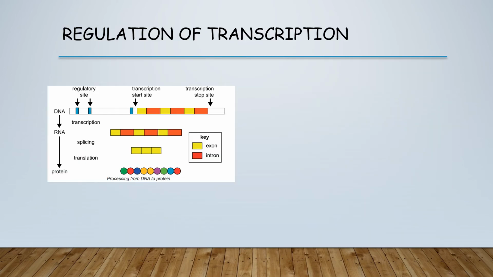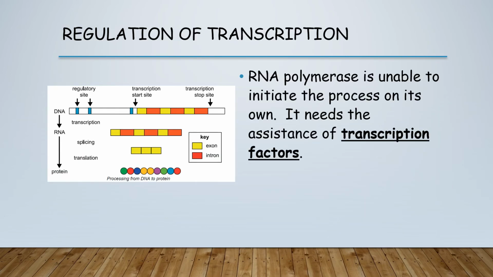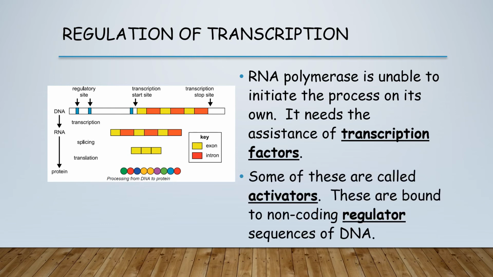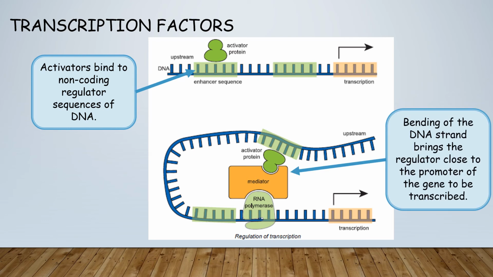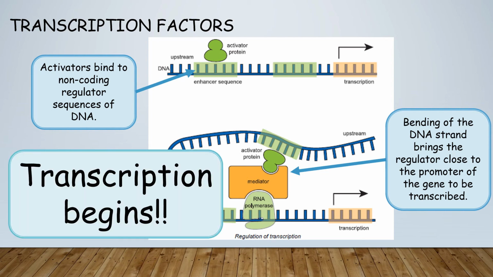So in terms of the regulation of transcription, RNA polymerase, which we know is involved in the transcription of a gene, can't initiate the process on its own. It needs some assistance from transcription factors. Some of these are called activators. They're bound to non-coding regulator sequences of DNA. So the activator binds to non-coding regulator sequences of the DNA, causing a bending of the DNA strand, bringing the regulator close to the promoter of the gene to be transcribed, then beginning the transcription process.